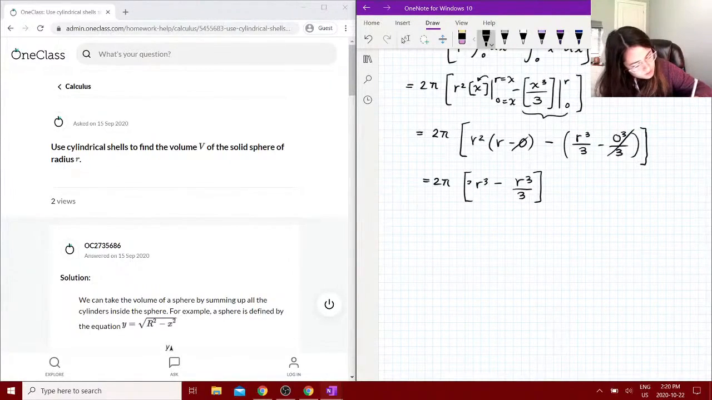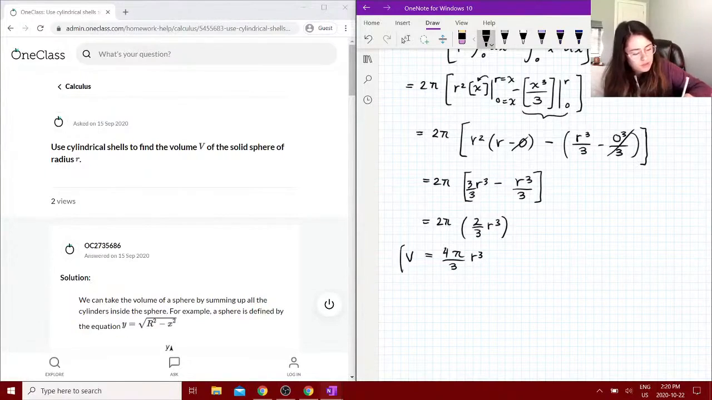Alright, now we can think of this as 3 over 3 instead of 1. And then it's just subtraction here. So 2 over 3 r cubed. And finally, 2 times, I was going to say 2 times 4, 2 times 2 is 4 pi over 3 r cubed. And this is our final solution.